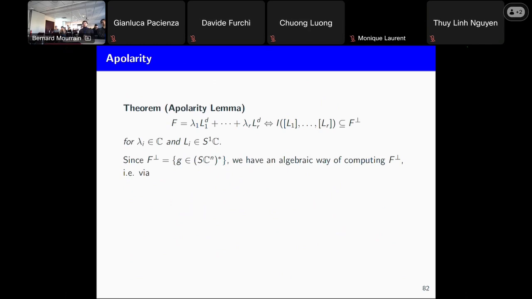So let's see what we have to do. The first thing that we have to do is to compute f perp. But this we have a way of computing. F perp is the set of all partials that kill my f. So we have catalecticants. Catalecticants go from the space of partials into the space of polynomials. So the kernel of these catalecticants are the partials that kill my f. That's not difficult to compute. I have F, I have a bunch of linear maps, and I have to compute the kernels of these linear maps. That's easy.